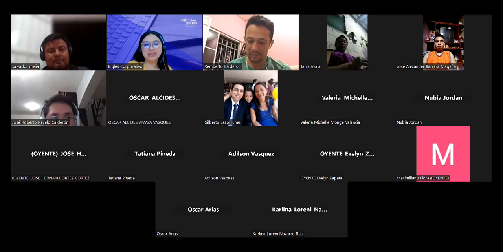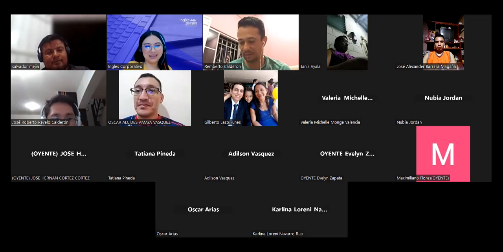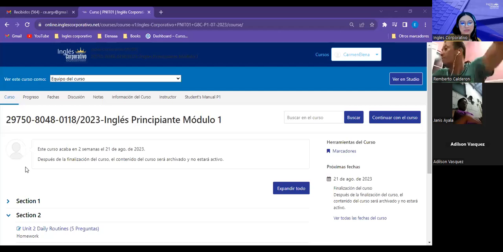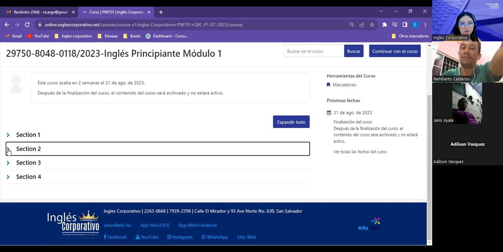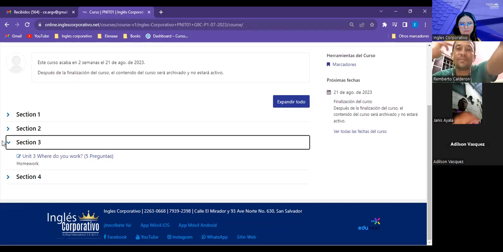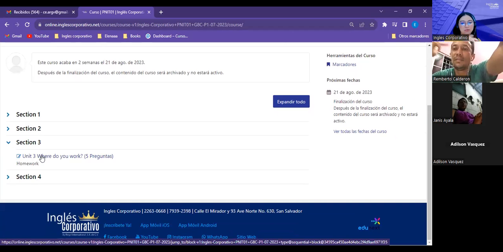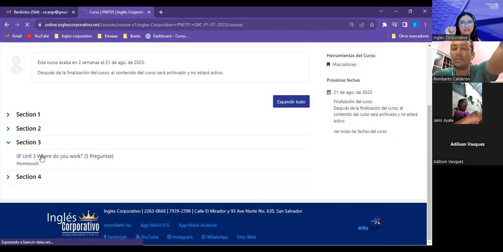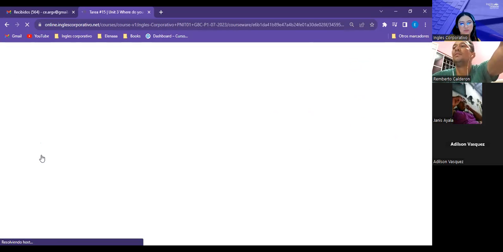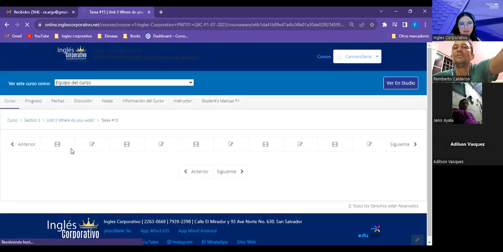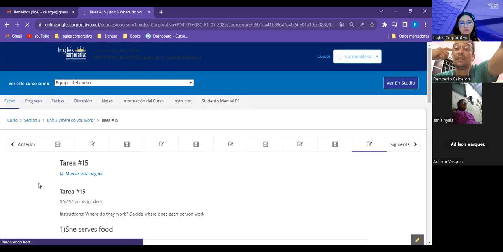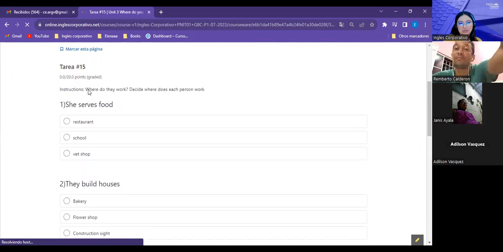So, ahora sí, vámonos a la platform so I can show you the exercises from section number 3. If you see, we are about to finish. Ya estaríamos complementando la section number 4, probablemente el martes, porque jueves finalizamos ya el módulo. Tuesday, it's going to be like the last one or the last day in which we have to complete the exercise. So let me show you about homework number 15. What is homework number 15 about? Instructions.